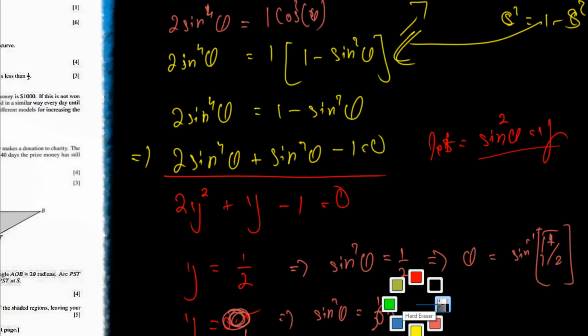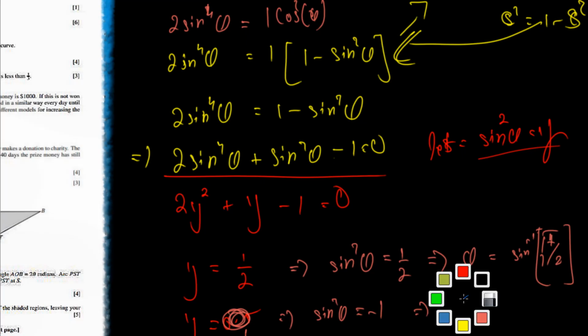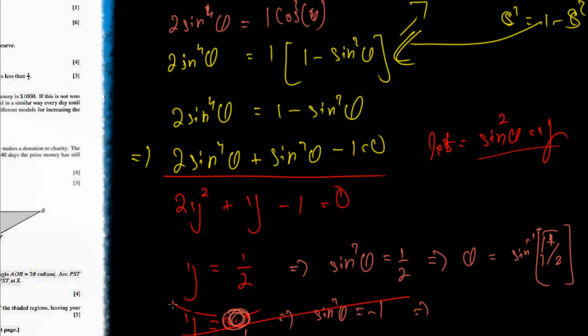It's equal to minus 1, so sine theta is equal to root of minus 1. Now root of minus 1, there is no such thing, and root of minus 1 is going to give you a math error. So therefore we can cancel this entire thing off. We can say this entire thing is not valid. So let's just work with what we have over here.